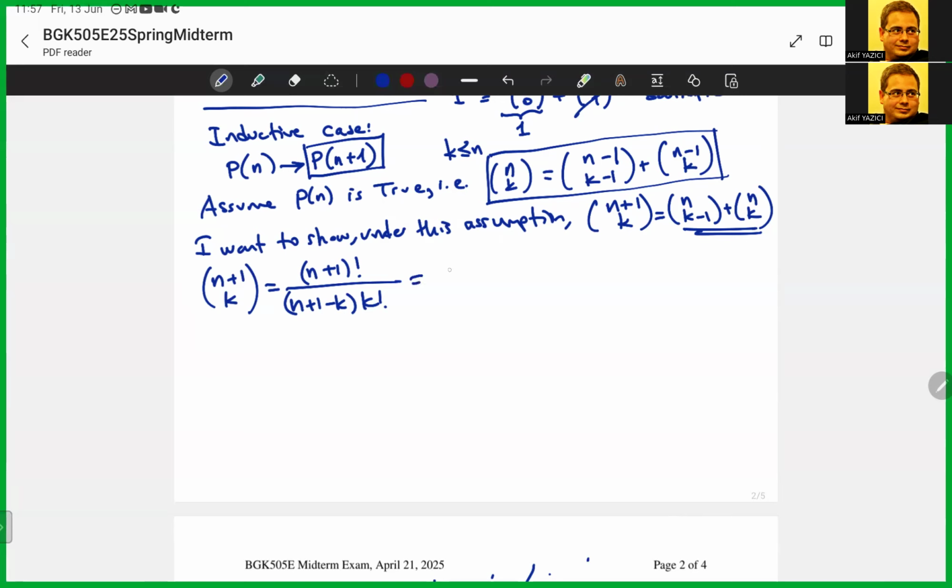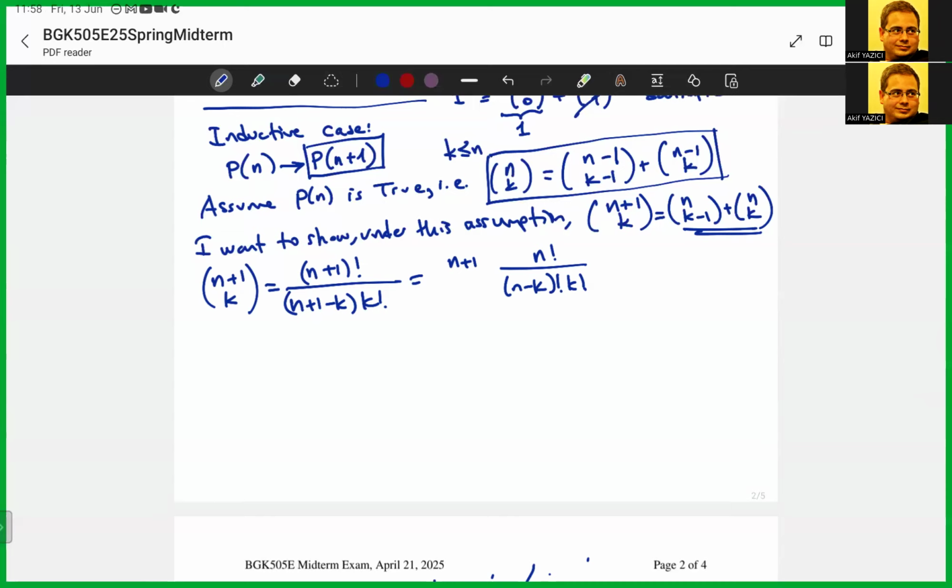So this will be n plus 1. So here I want n factorial. And in the denominator, what do I want? To have n choose k. Here I need n minus k factorial and k factorial. So to hold the equality, what do I need? So the numerator is n plus 1 factorial.